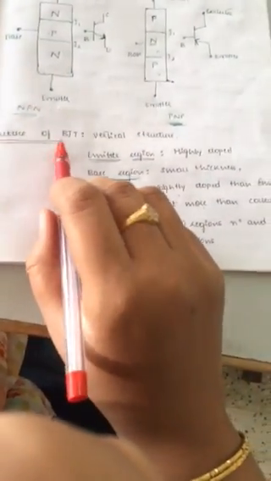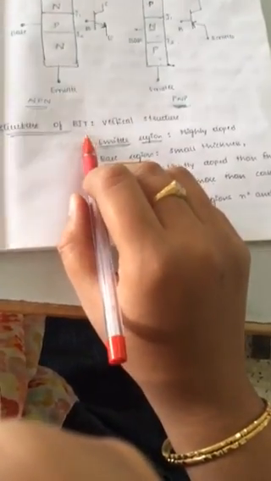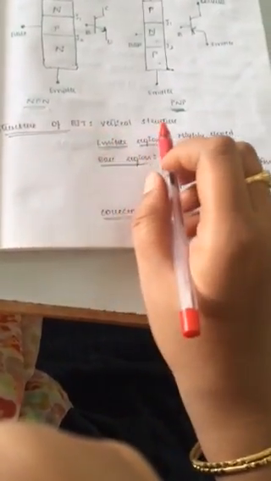I'll just quickly revise this structure diagram. As I told, the structure of a power BJT is slightly different from a normal BJT, even though both have the vertical structure. The difference is in the collector region, where the collector is split into two regions, that is N minus and N plus. The emitter region is highly doped.